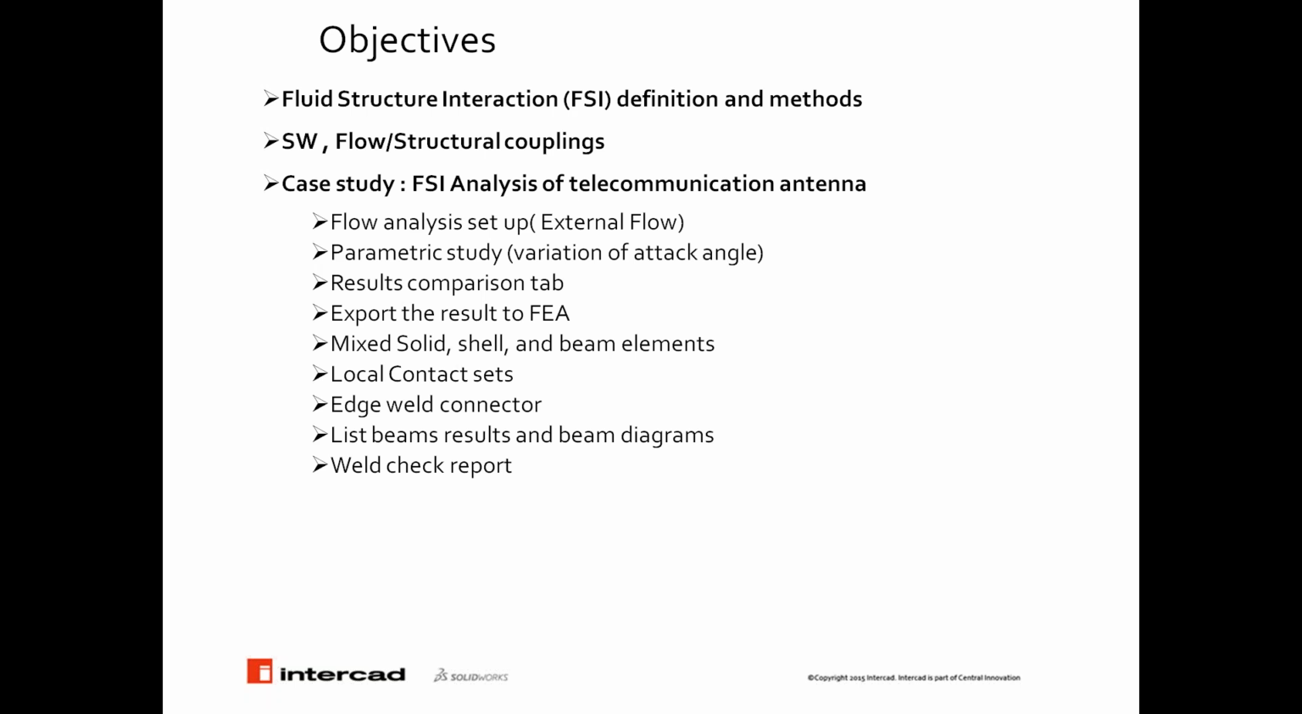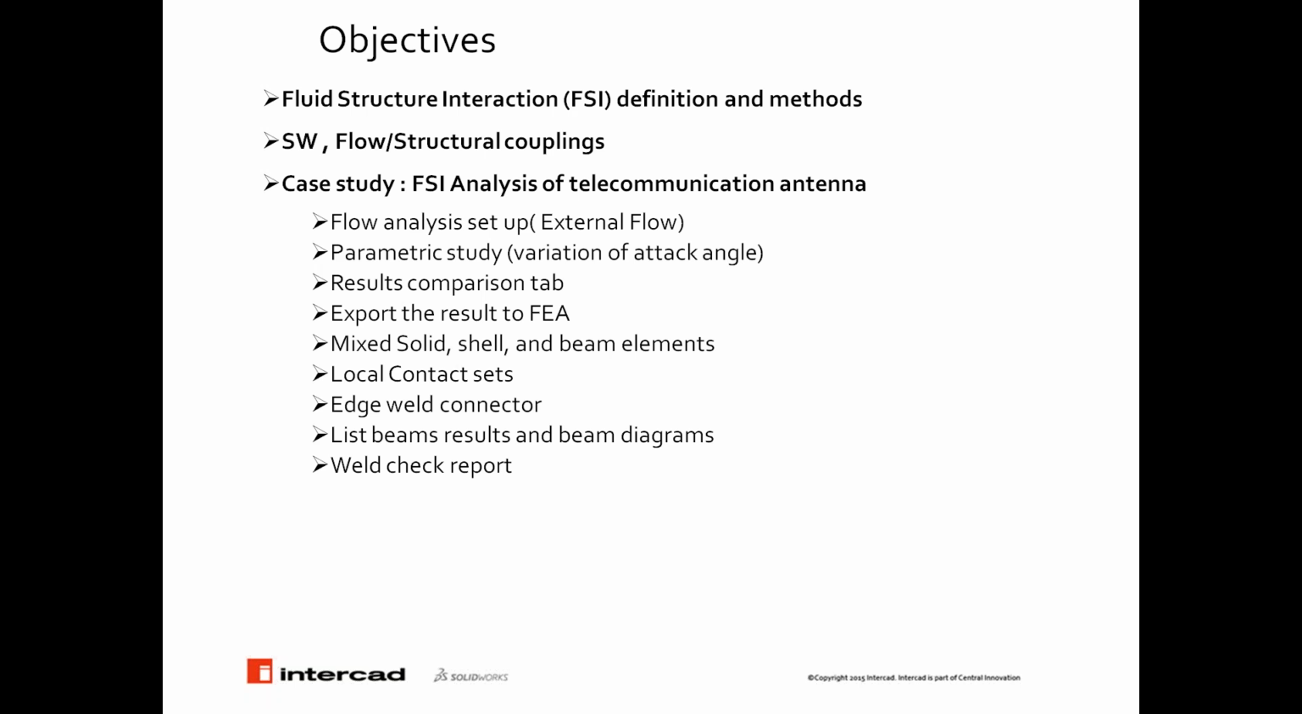And then, because of the structure we have, we introduce different meshing techniques and also different element types such as solid, shell, and beam elements. And we will introduce how we can use all of these three elements in one model. We will introduce local contact sets, and also one type of connector, which is edge weld.